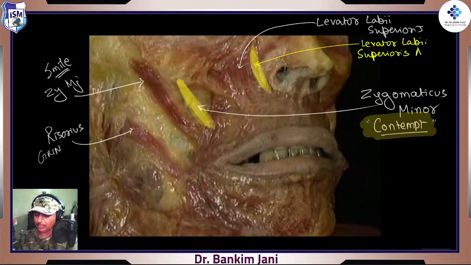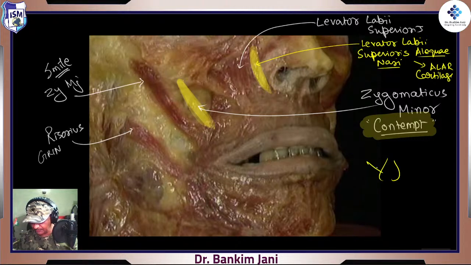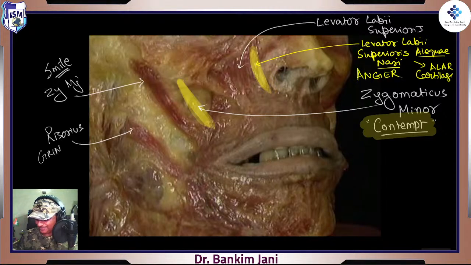aleque nasi. This is levator labii superioris alaeque nasi, like a cousin of levator labii superioris. This muscle will elevate the upper lip, plus it will also be dilating the nostrils, because it is connected to the alar cartilage. Imagine the alar cartilage on both sides being pulled. That is what you use when you are angry, when the nostrils are dilated. So let's highlight it with red color, and this contempt also with red color. Anger, contempt, that's their department.